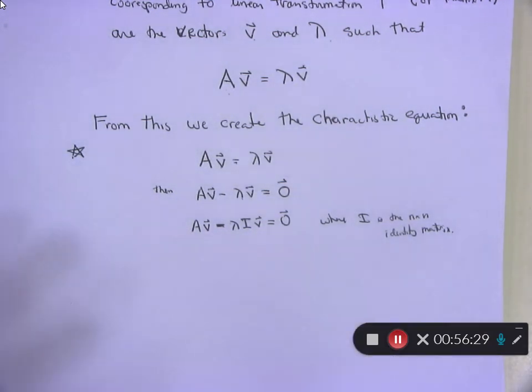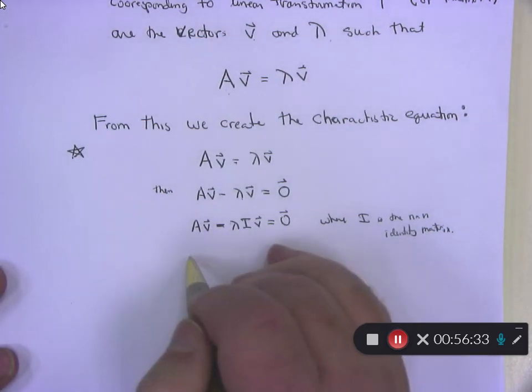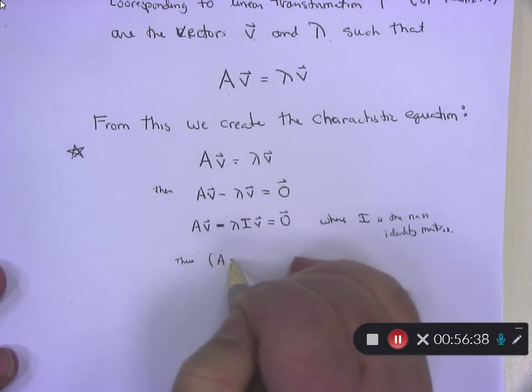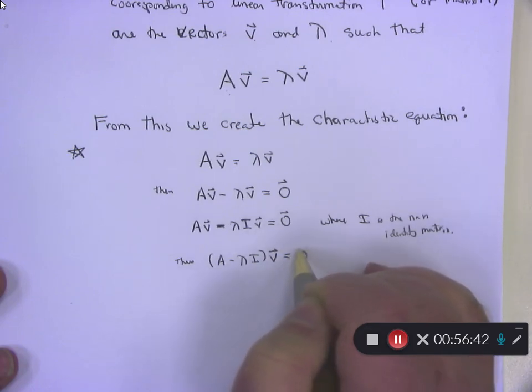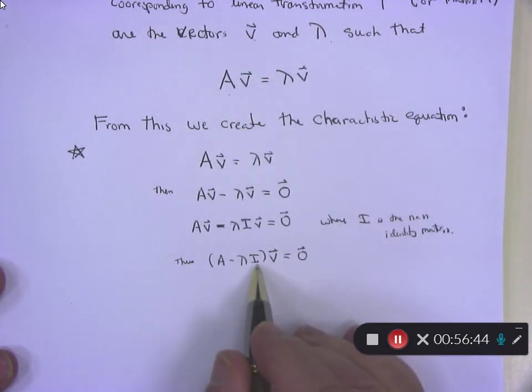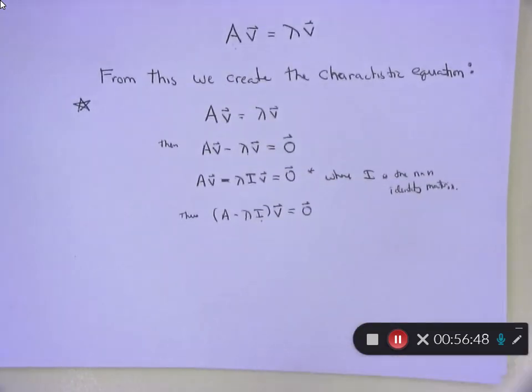I can do this. Now, these are both matrices. I can factor out the V. Thus, A minus lambda I times vector V would be equal to 0. But I had to do that first. That was an important trick or mathematical concept in terms of being able to manipulate my equations.